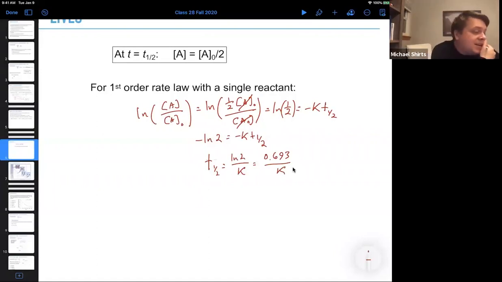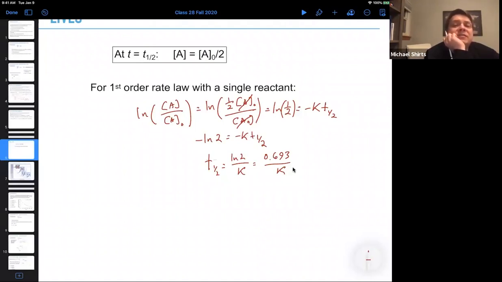And so what we see is that the half-life is a constant. It doesn't matter where you are in the reaction. The amount of time it takes for half of whatever it is to disappear is going to be 0.693 divided by K. It's not dependent on time, not dependent on the initial concentration. So at any point, if you want to know how long it's going to be till half of what's remaining is gone, just take 0.693 over the rate constant.